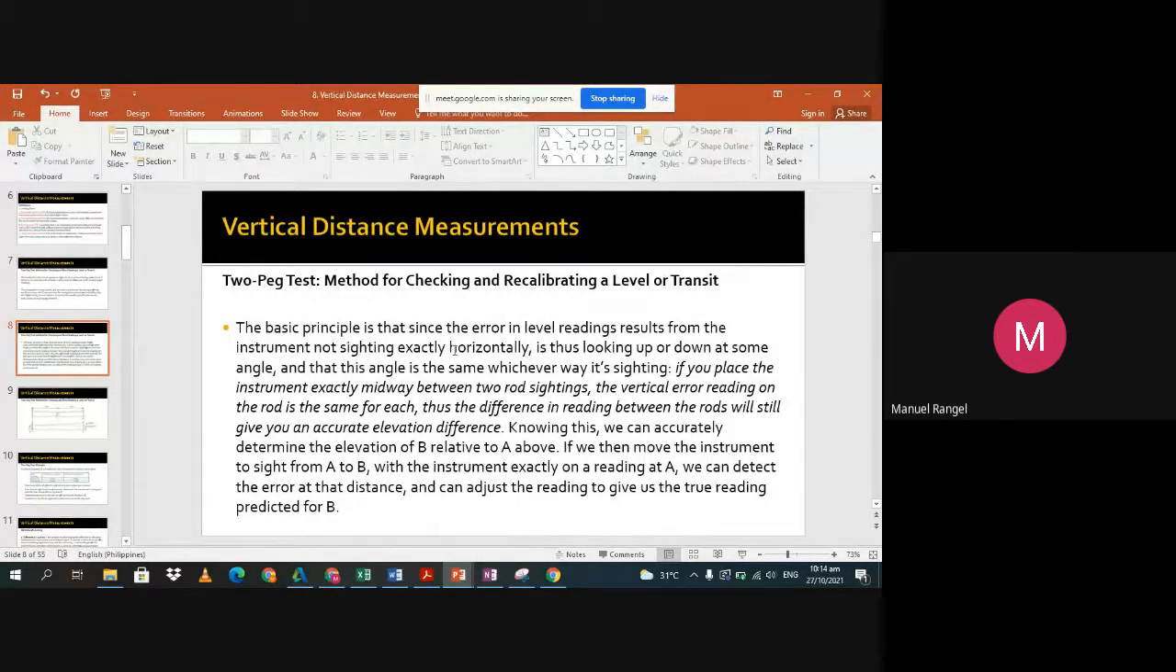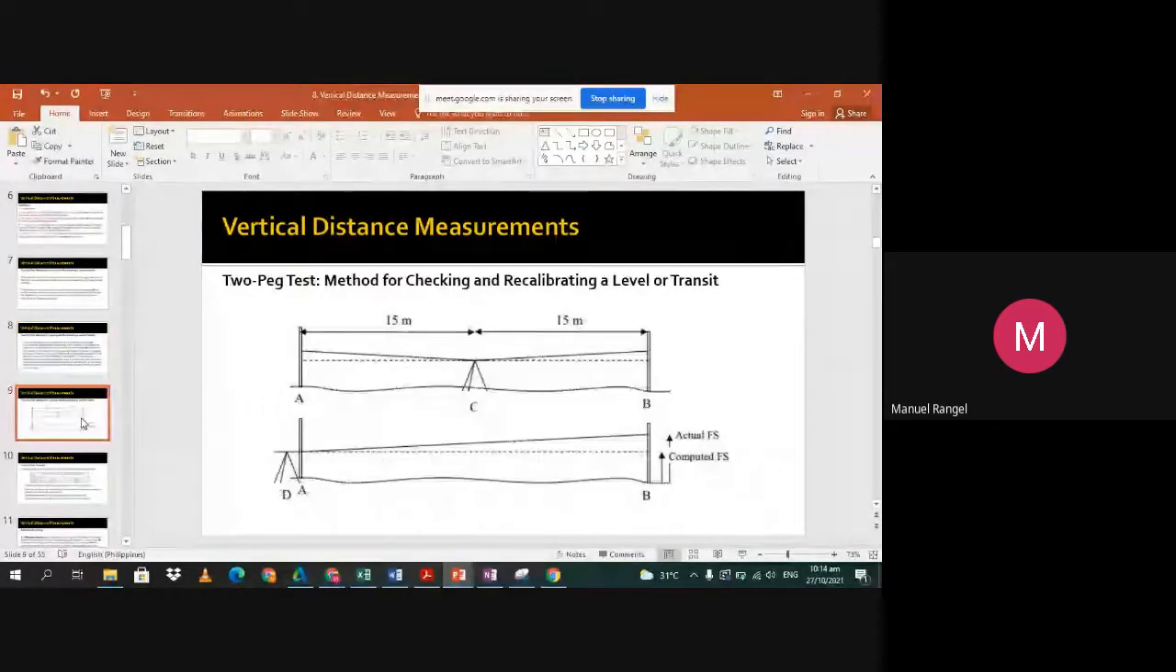So if we then move the instrument to sight from A to B with the instrument exactly on reading at A, we can detect the error at distance and can adjust the reading to give us the true reading predicted for B. For example, this is your instrument, no? So when you position your instrument at point A, makuha man siya ug reading from here.